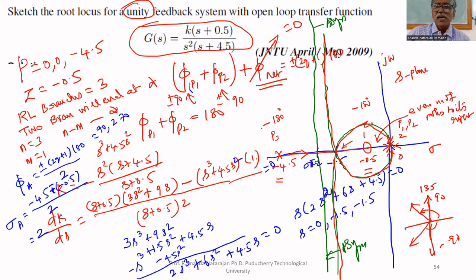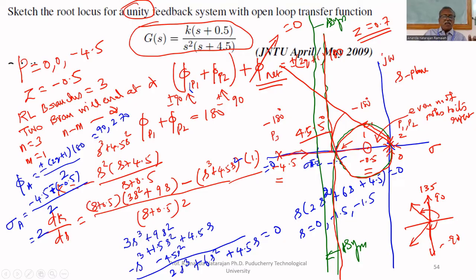Suppose I want to find, here also, zeta equal to 0.7. For that, find the value of K. Find the value of K for zeta equal to 0.7. So for zeta 0.7, we have to draw a line at an angle of 45.5 degrees. Am I correct? Cos inverse of 0.7 equal to 45.5. So I have drawn a line at 45.5.